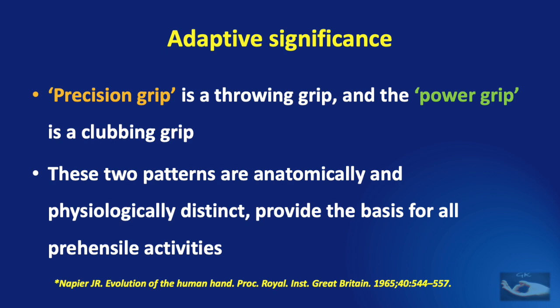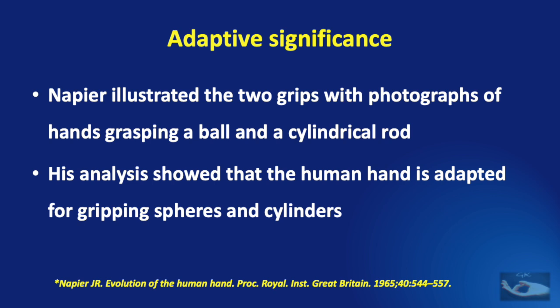These two patterns of grip are anatomically and physiologically distinct and provide the basis for all prehensile activities. Napier went on to illustrate the two grips with photographs of hands grasping a ball and a cylindrical rod. His analysis showed that the human hand is adapted for gripping spheres and cylinders.